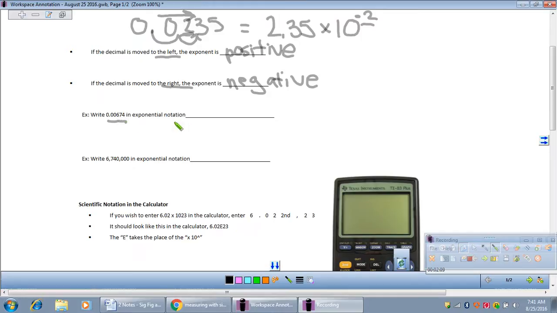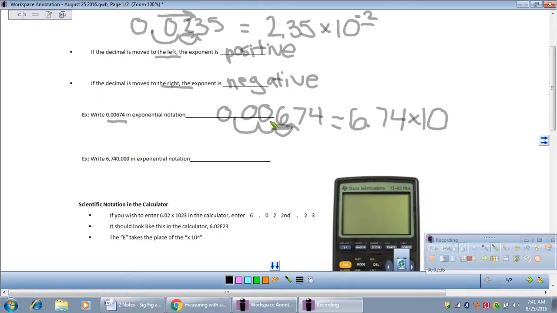0.00674, we want to write that in exponential notation or scientific notation. We notice that the first non-zero number is 6, so we must place the decimal behind it. So I'm going to move my decimal 1, 2, 3. So I'm going to rewrite my number with the decimal behind the first non-zero number, write my times 10. I moved the decimal 3 times, and because I moved it to the right, this is a negative exponent.